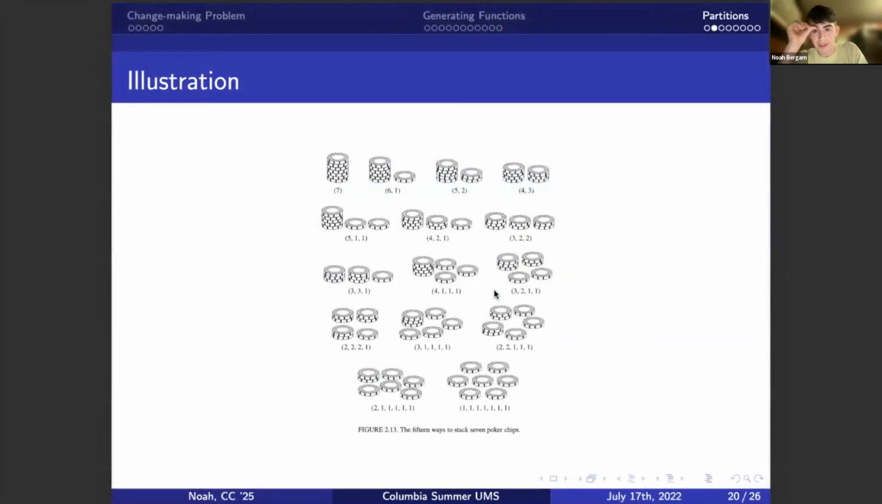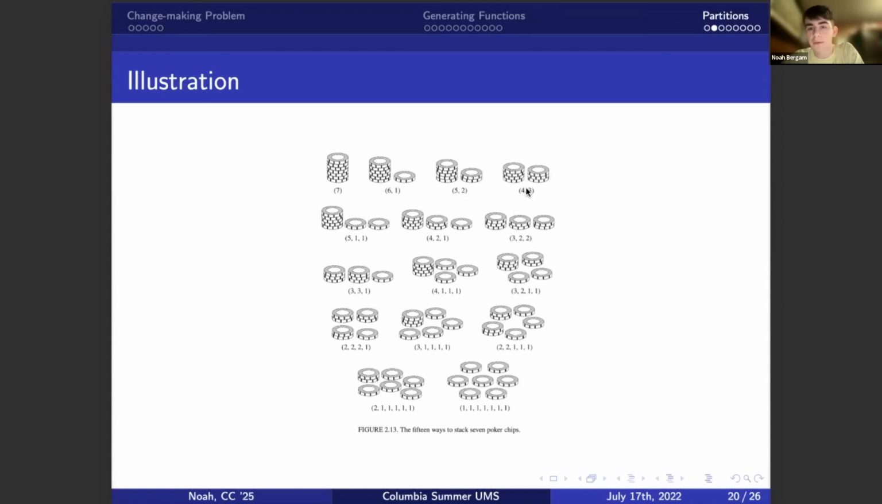This is an illustration of the example they gave in the textbook for the 15 ways to stack 7 poker chips. So obviously you can just take your 7 chips and stack them in one stack, and this is the tuple representation of that. You can take 6 and then 1. So that's 2 piles. If you think about p of 7, 2, there are 3 different ways of doing that, right? You can do 6, 1, 5, 2, and 4, 3.